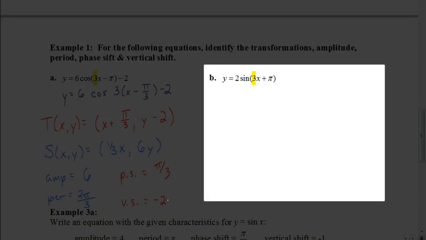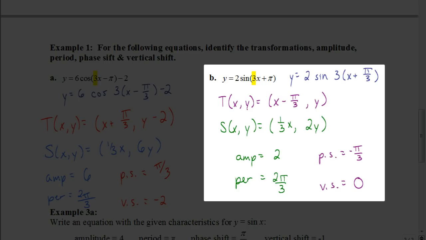So now why don't you try this next one on your own. Pause the video and hit play when you're ready to check your answer for this equation, y equals 2 times the sine of 3x plus pi. Again, you don't have a coefficient of 1, so you have to start by factoring out a 3, just like we did in the previous one. So try this one, and hit play when you're ready to check your answer.